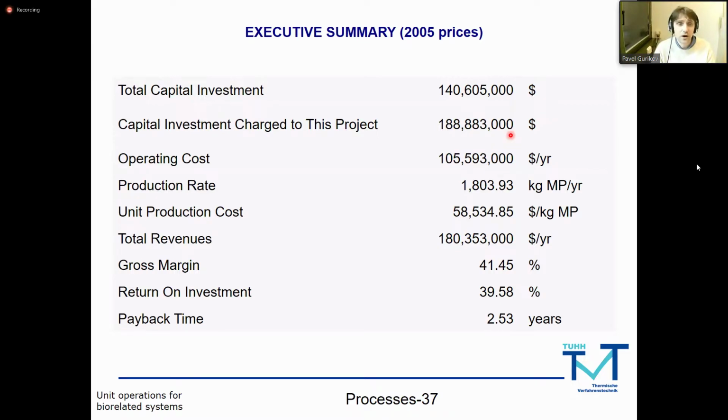If you are to invest in insulin production, this is the minimal amount of money you require to build up the plant. Capital investment charged to this project is 189 million dollars. What is this? I think the first one was what we planned, the capital cost, but the second one is the charge that is really happening, what we have paid. Yes, exactly. There will always be a difference.